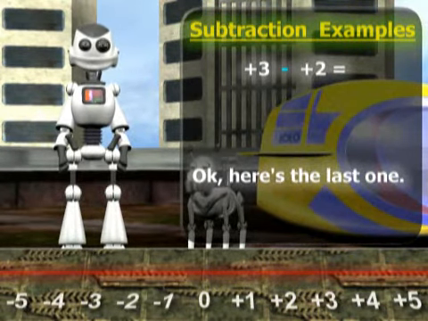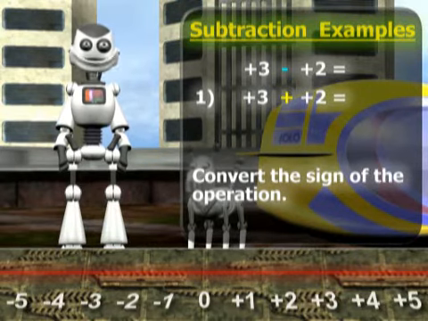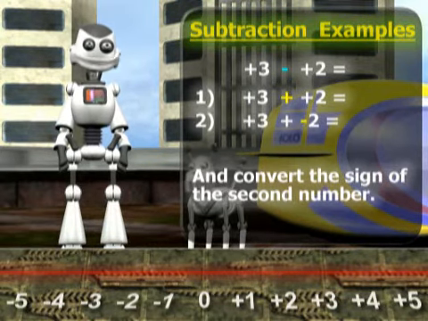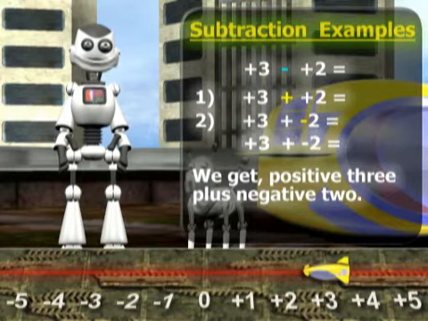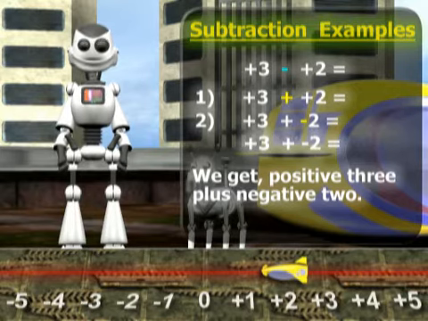Okay, here's the last one. Convert the sign of the operation and convert the sign of the second number. We get +3 plus -2. The sign of the second number tells us we're moving to the left. So we hop 2 spaces to the left from +3 and end up at 1.